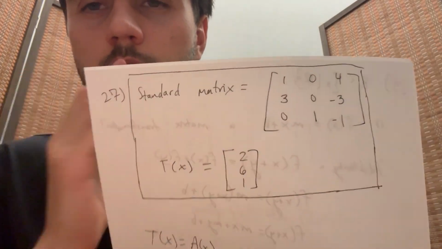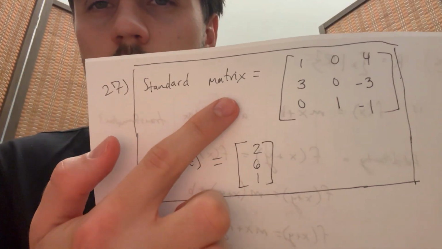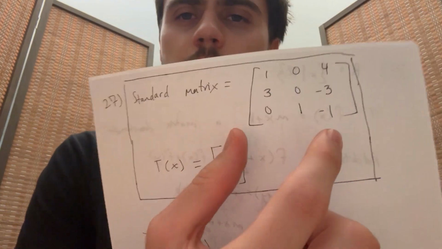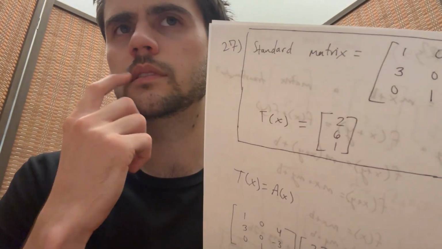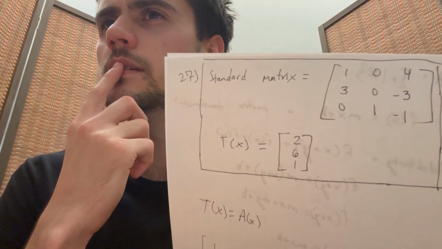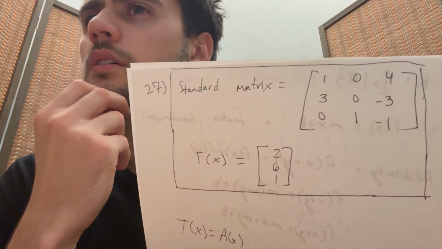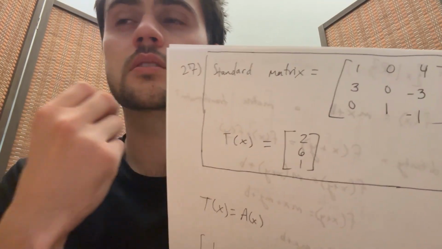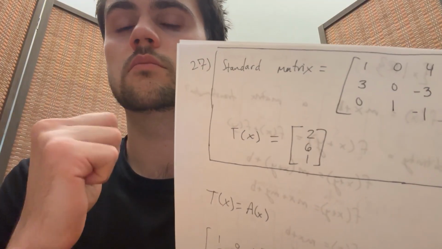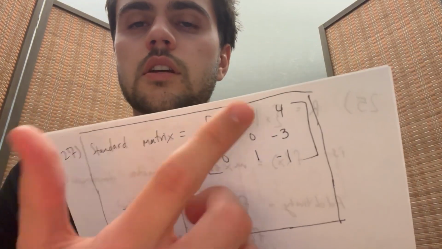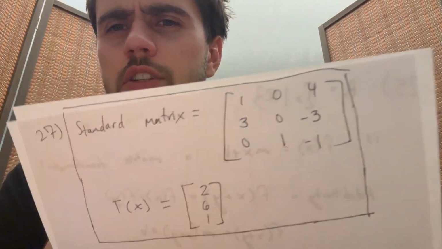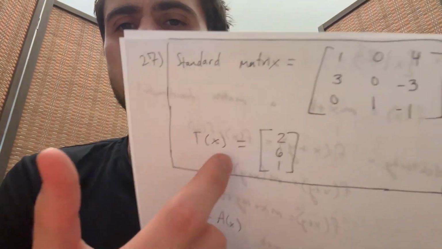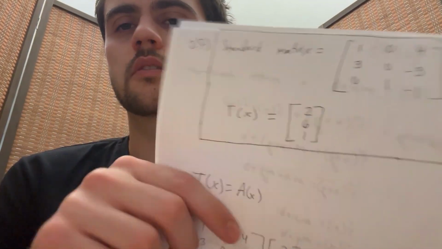27, this gave me a bunch of the images of the standard basis vectors. And then I found the matrix by sticking them together, whatever you call that, partition. And then I used this to find T of x, which was given.